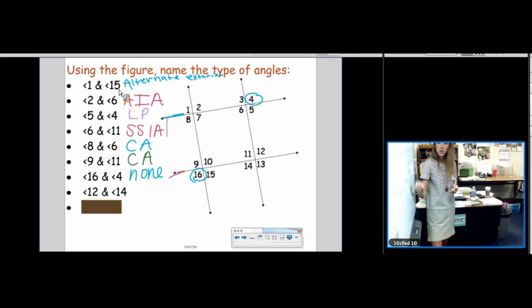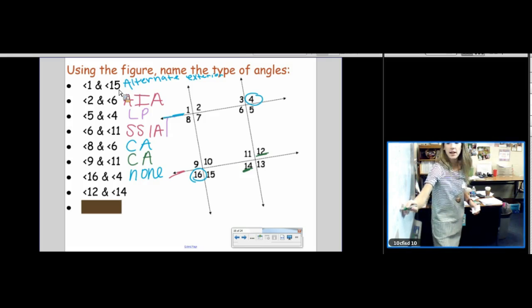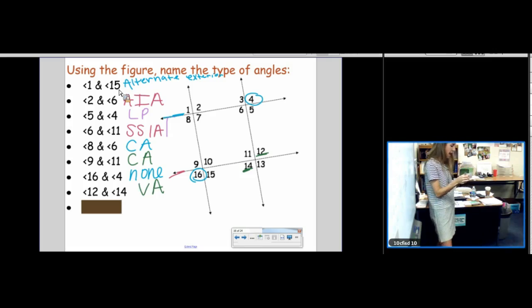12 and 14, Jonathan. You can just say it. Don't look at that sheet. It's not one on there. Vertical angles, very good.